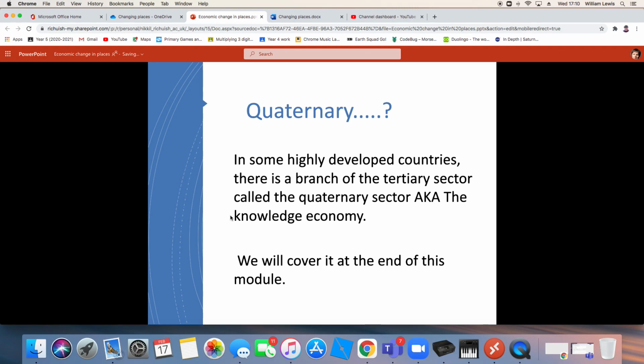All right. Now, right at the end of this module, and I do mean right at the end, we will be talking about a branch of the tertiary sector called the quaternary. Called the quaternary because it appeared fourth, remember: primary, secondary, tertiary, quaternary, which is a very special part called the knowledge economy, but I'm going to leave that for now.